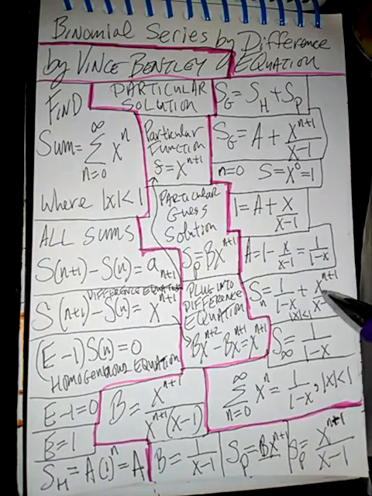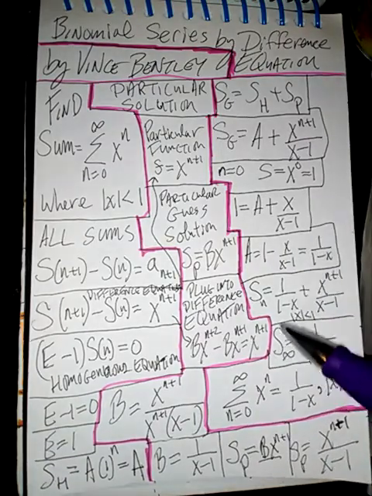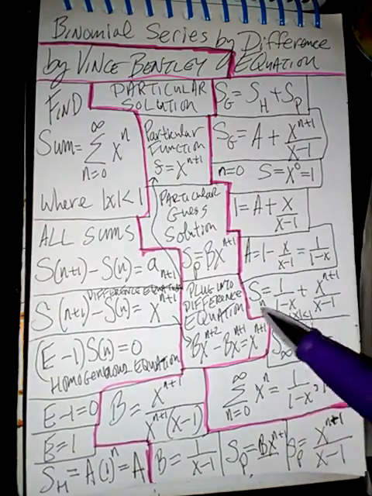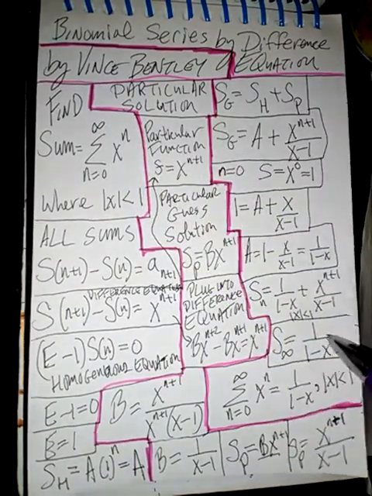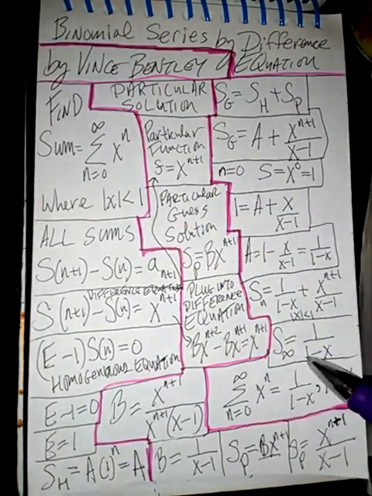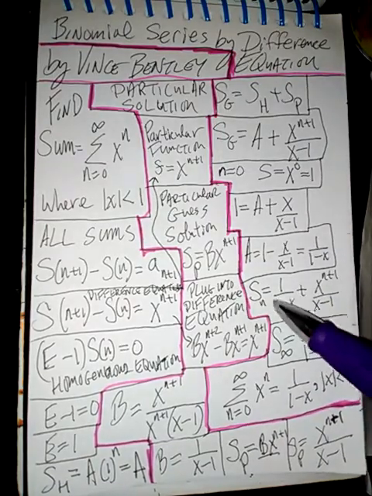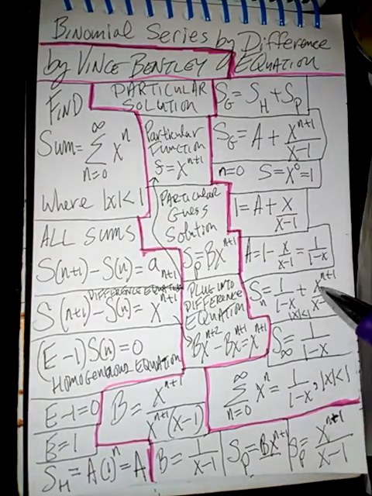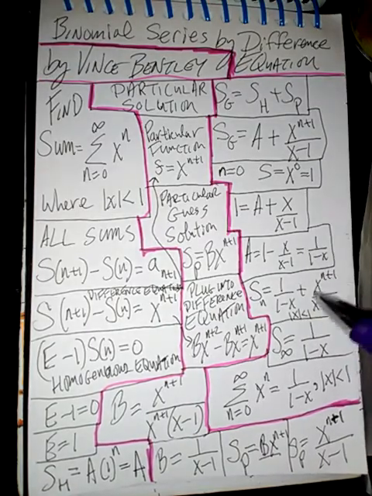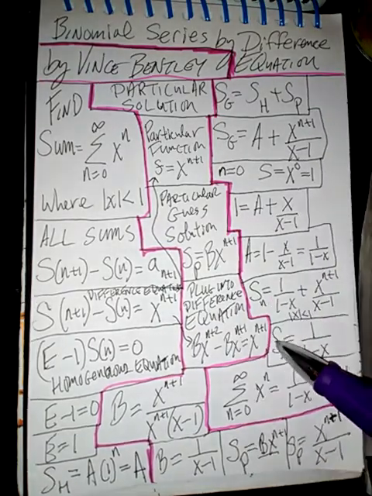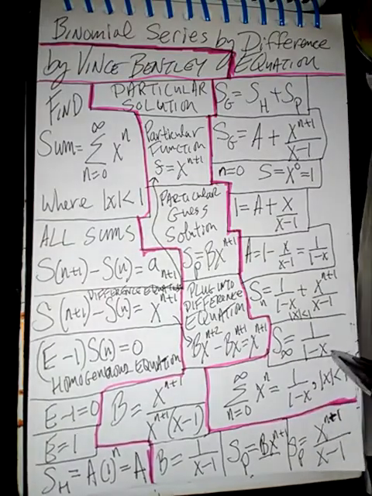So if you want the n sum, this is the answer. If you want an infinite series, you'll get 1 over 1 minus x, because this will live, but 0.3 to the infinity is going to be 0. This term will go away right here. So the infinite sum is 1 over 1 minus x.